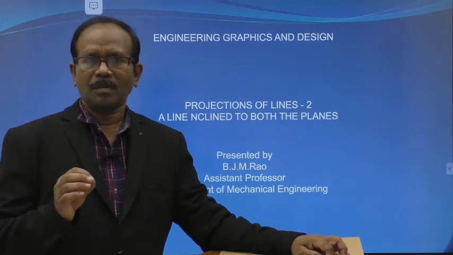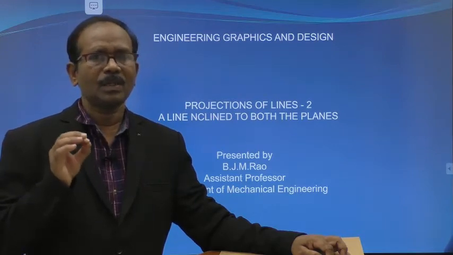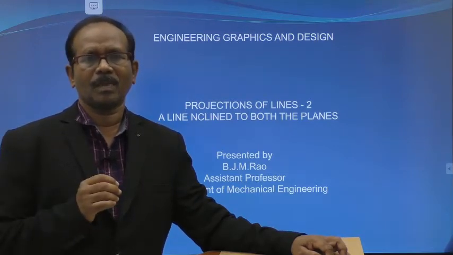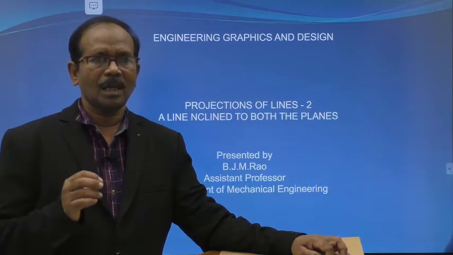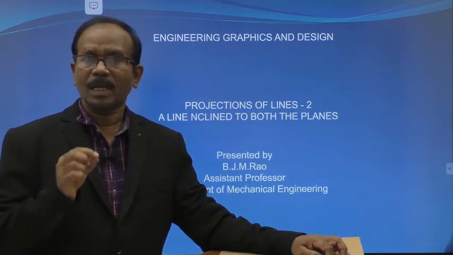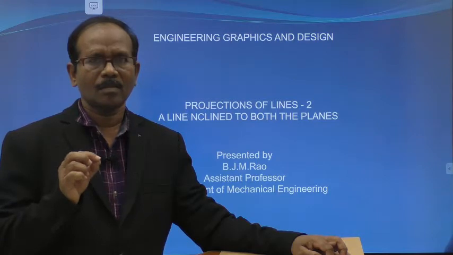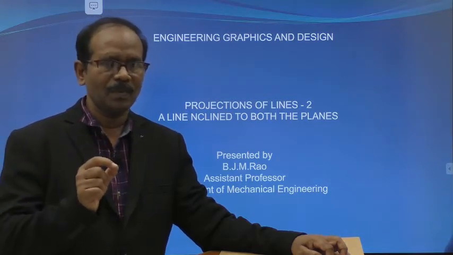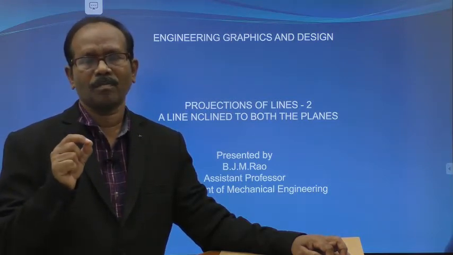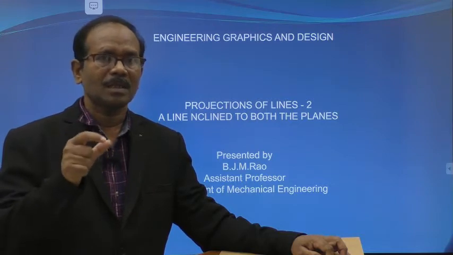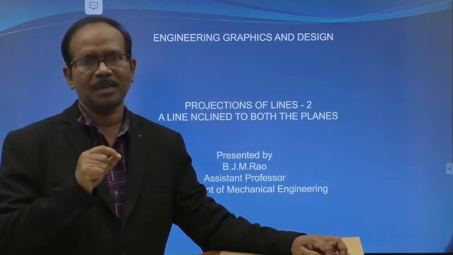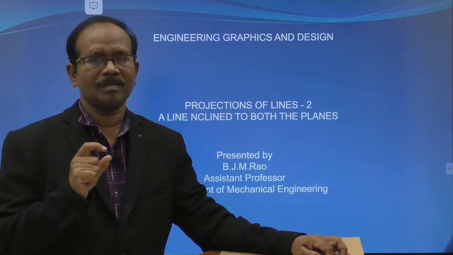This type of problem is solved in 2 stages. First stage, assume the line inclined to the horizontal plane, and draw its front view and its top view, the same as the previous concept, lines 1.